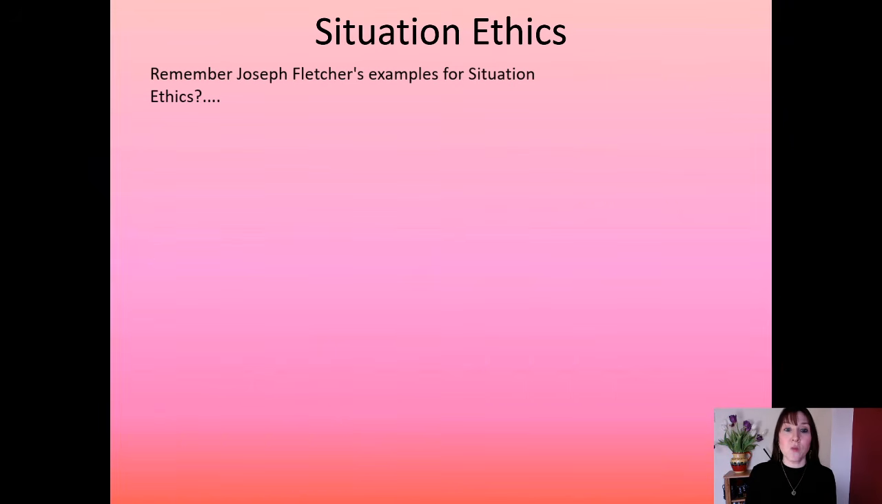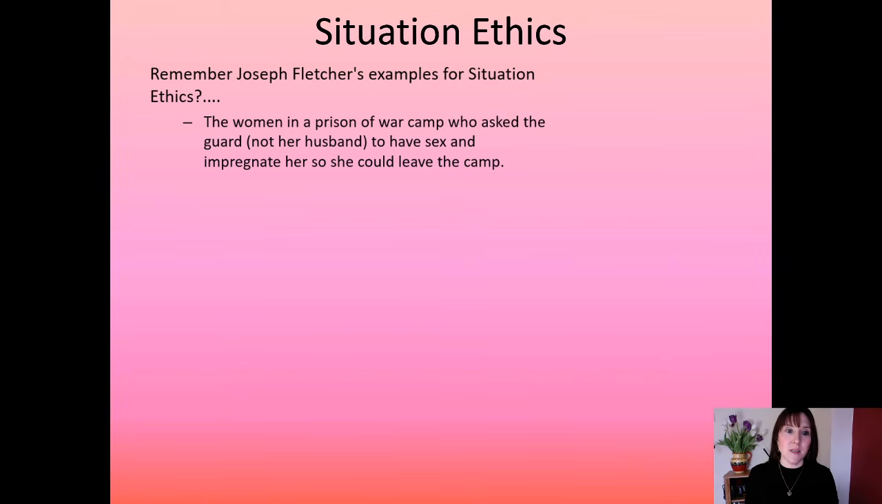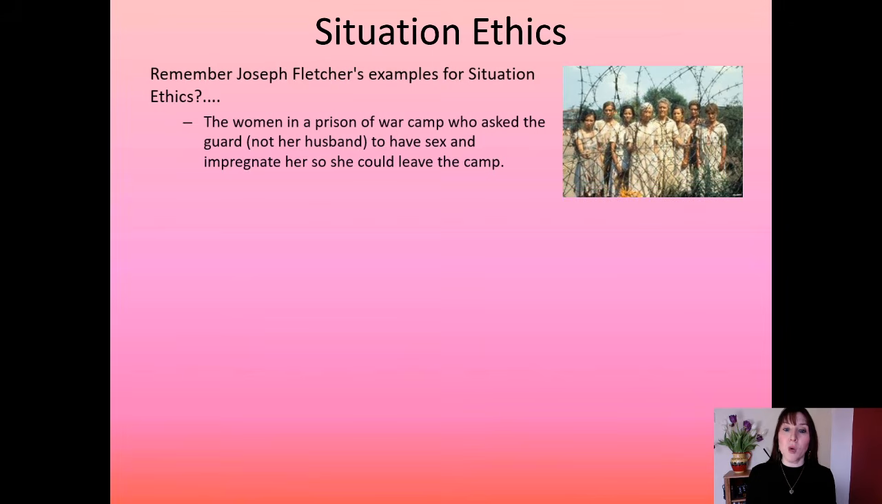Situation ethics, if you remember Joseph Fletcher, do you remember his examples? Now, Joseph Fletcher gave, or we discussed anyway, four of his examples. You had that big A3 sheet and you had two on one side and two on the other. And some of them actually link really well to sex ethics. Do you remember the woman in a prisoner of war camp who asked the guard, who was not her husband, to have sex with her, impregnate her so she could leave the camp?